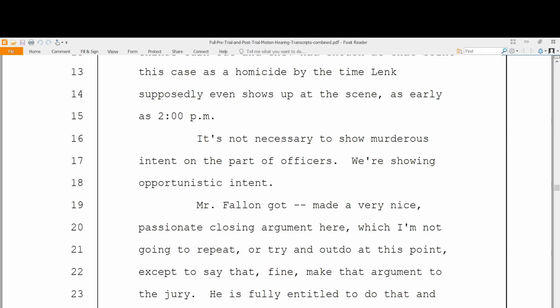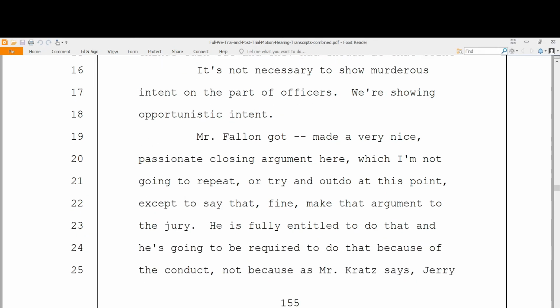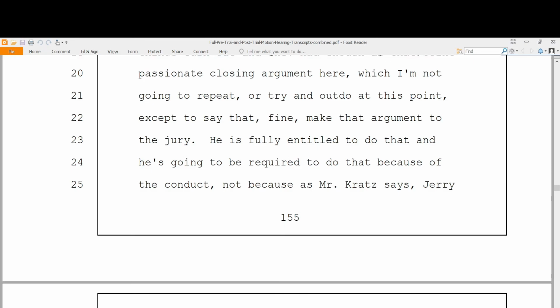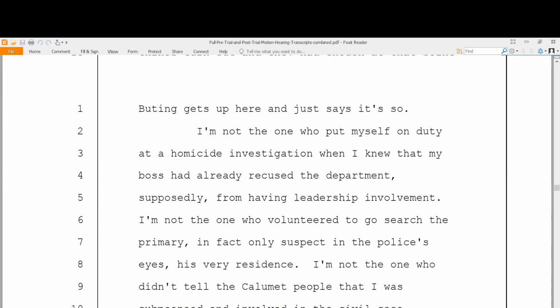It's not necessary to show murderous intent on the part of officers. We're showing opportunist intent. Mr. Fallon made a very nice, passionate closing argument here, which I'm not going to repeat or try to outdo at this point, except to say that fine, make that argument to the jury. He is fully entitled to do that. He's going to be required to do that because of the conduct, not because Mr. Kratz says Jerry Buting gets up here and just says it so.